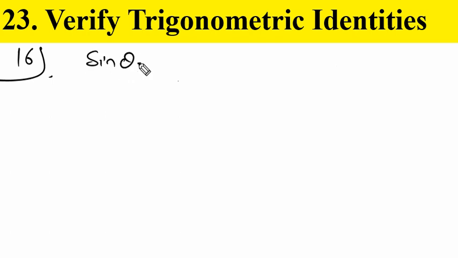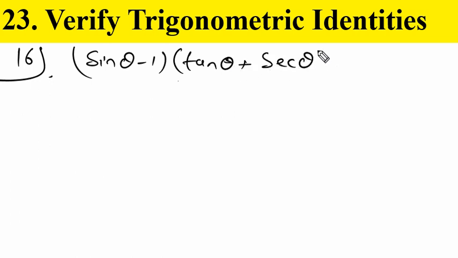Sine theta minus 1 multiplied with tan theta plus secant theta is equal to negative cos theta. So now in this one it's very obvious that I cannot get from the right hand side to the left hand side, so I'll have to start from this side here.